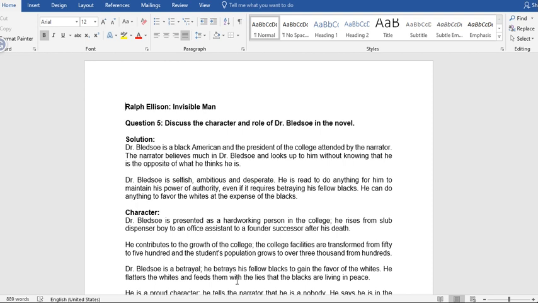The question says, discuss the character, that is one. Another one is role of Dr. Bledsoe. That's why you have to study the question very well before you answer it. If you discuss only the character, you are going to be undermarked. The question here is 30 marks. If you discuss only the character, whatever you write is under 15. Even if you write 50 pages, your mark cannot exceed 15 marks, because you are expected to dwell on the two, that is the character and role.